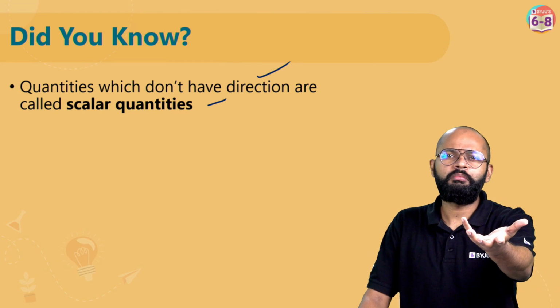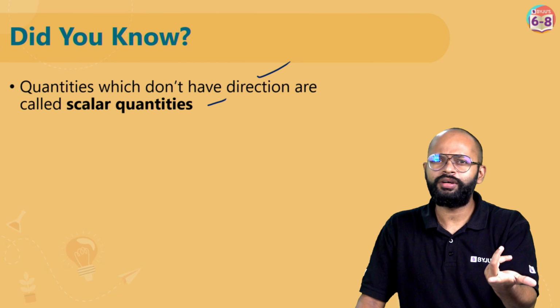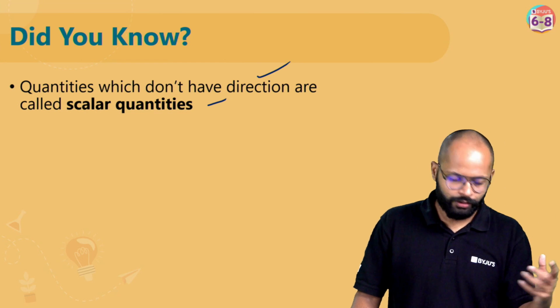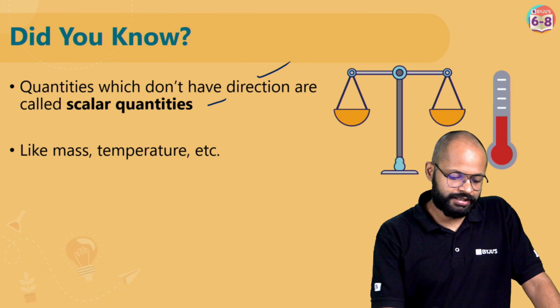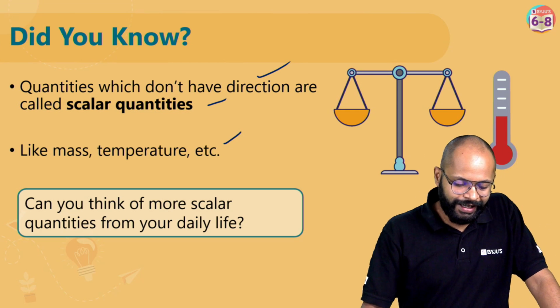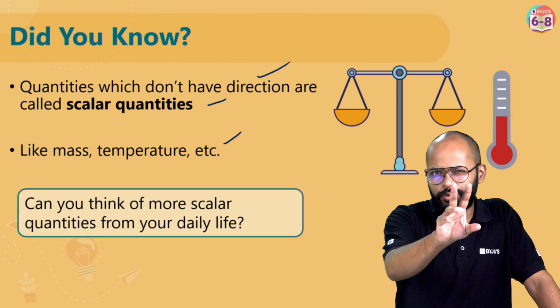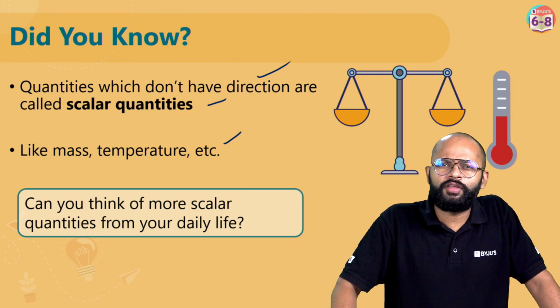How much is your mass? You can tell that, right? That is a scalar quantity. What is the time? Scalar quantity, correct? Fine, okay. Next, like mass, temperature. Now, can you think of more scalar quantities from your daily life? See, I have given you 2-3 examples. I want you to think more.